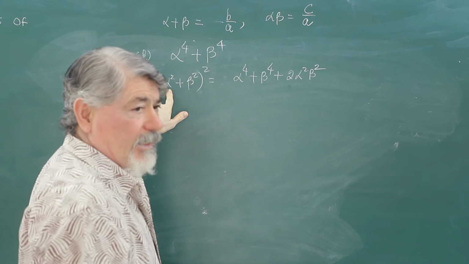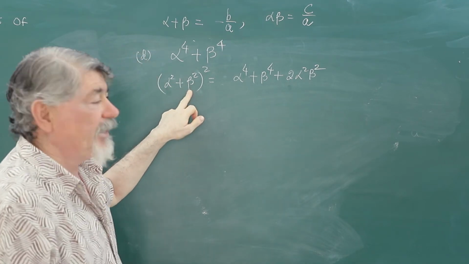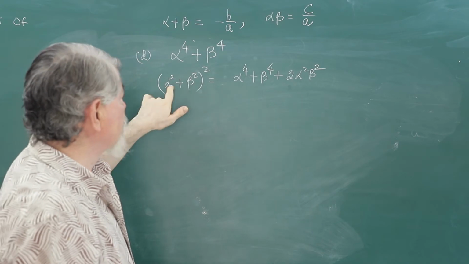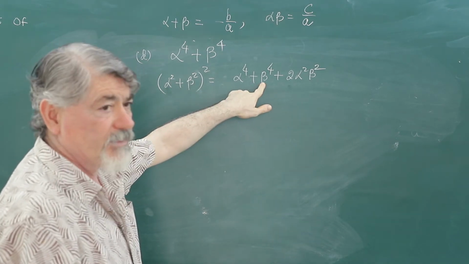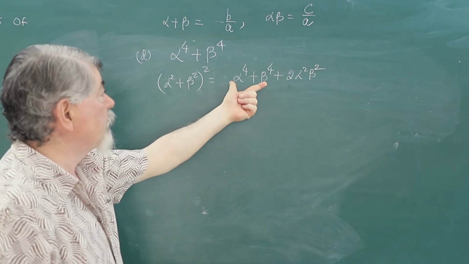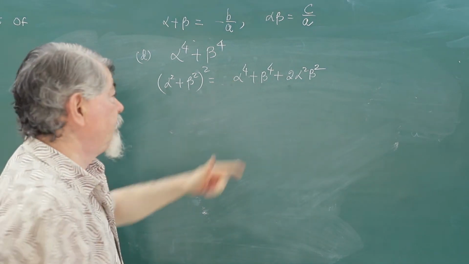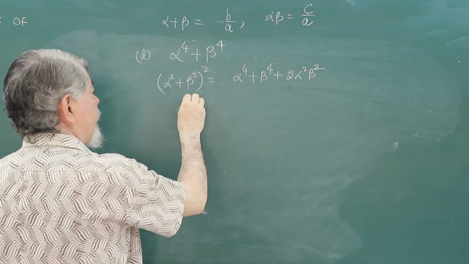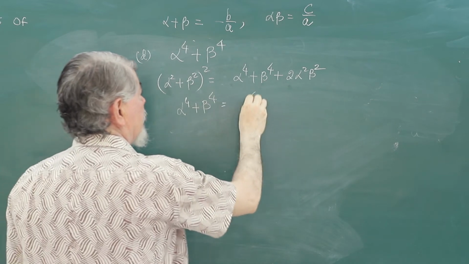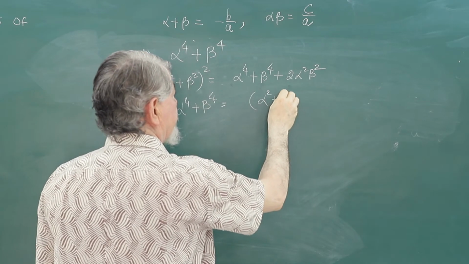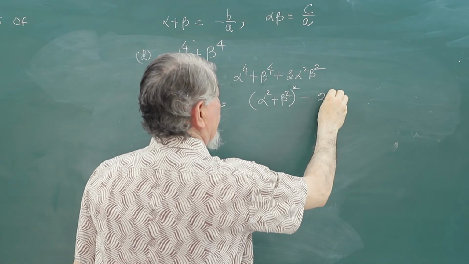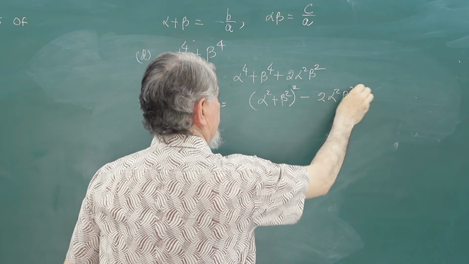A plus b whole square is a square plus b square plus 2ab. Instead of a I have alpha square, instead of b I have beta square. So when I square them, I'll get the square of the first term plus the square of the second term plus double the product of first and second term. And I want the value of alpha 4 plus beta 4. So I'll get alpha 4 plus beta 4 equal alpha square plus beta square whole square minus 2 alpha square beta square.